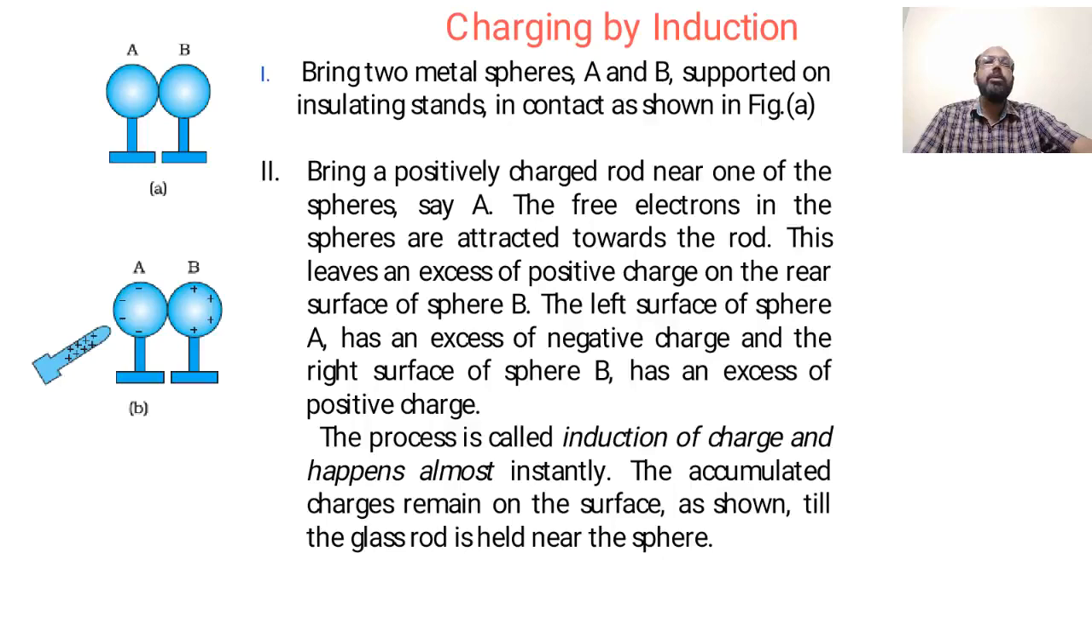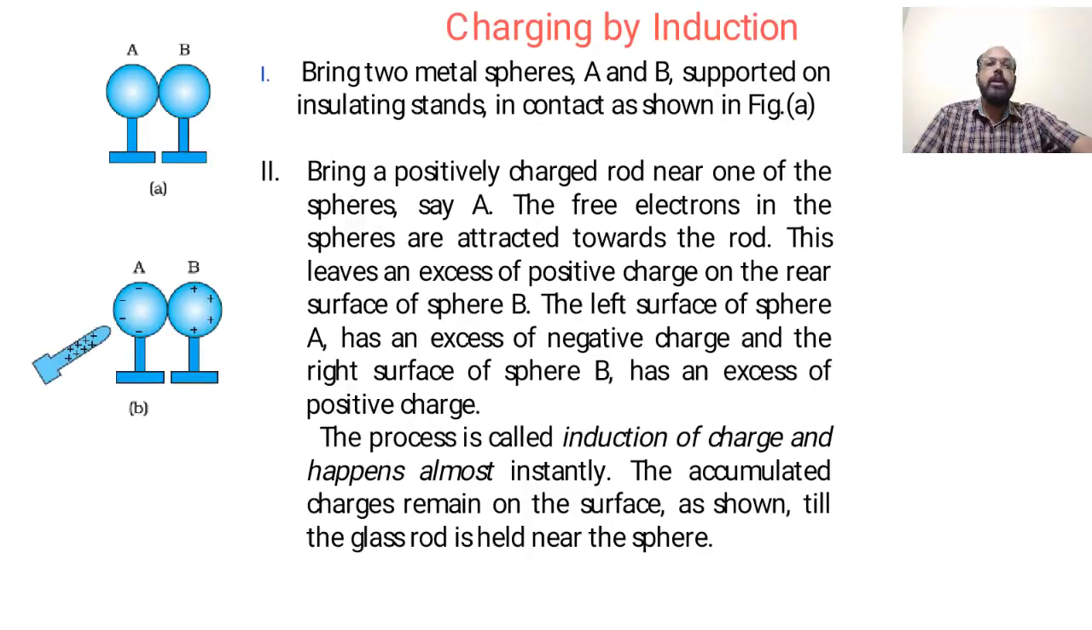Okay, then another method of charging, by induction. Bring two metal spheres A and B supported on insulating stands in contact as shown in the figure. Bring a positively charged rod near one end of the sphere, say A. The free electrons in the sphere are attracted towards the rod. This leaves an excess positive charge on the rear surface of sphere B. The left surface of sphere A has an excess negative charge and the right surface of B has an excess positive charge. This process is called induction and happens almost instantly.